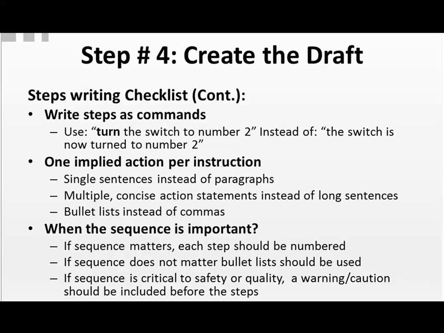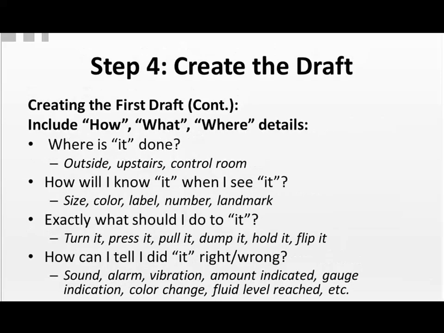Okay, so we're going to write steps as commands because it's not optional. Turn, open: one implied action per instruction. When the sequence is important, we will not only use the numbers, but sometimes we will need to put a caution there to make sure that we are not ignoring that requirement. We need to incorporate the how, what, and where. For example, turn off the main switch located at the mezzanine, something that is statically there, not like take the foil from the second shelf in the laboratory.